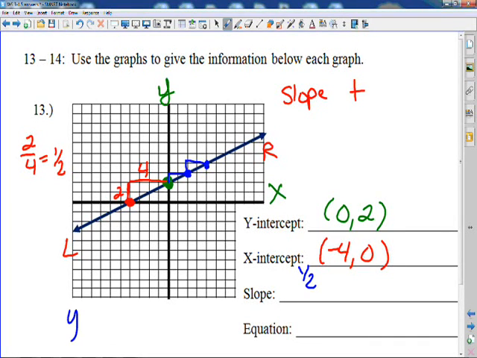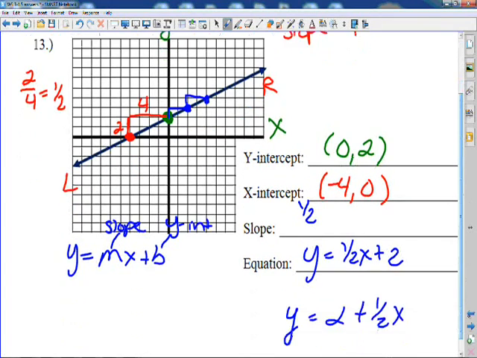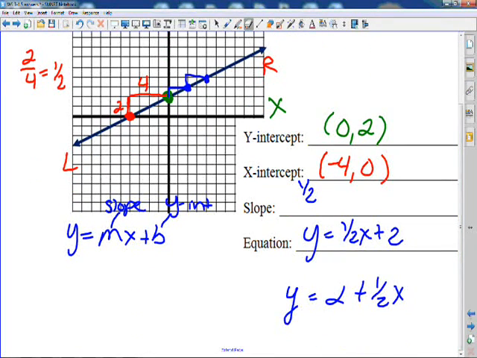My equation, remember, it's y equals mx plus b. M is my slope. B is my y-intercept. Okay, so I can write my equation as y equals 1/2 x plus 2. We can also write it by just switching these, but it'd be y equals 2 plus 1/2 x. You need to make note that the slope always goes with the x.